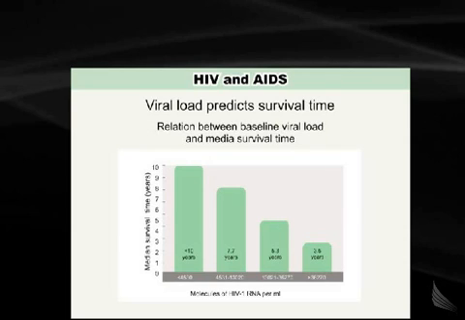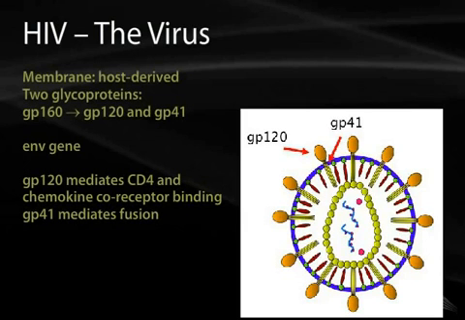This next figure also shows that viral load predicts survival time. So the relation between the baseline viral load and the median survival time. The higher your initial viral load, the less time you have to live. Because the more virus you get involved, the more CD4 T cells get infected, the less time you have to live. Let's talk about HIV, the virus.